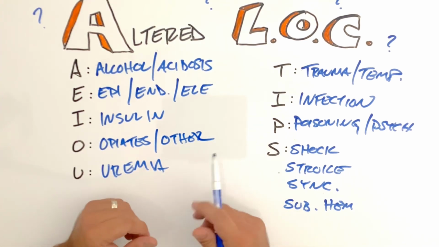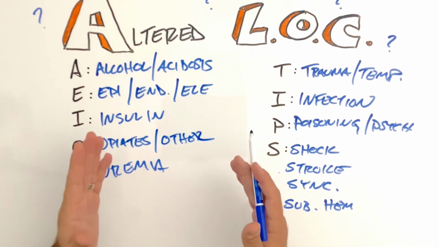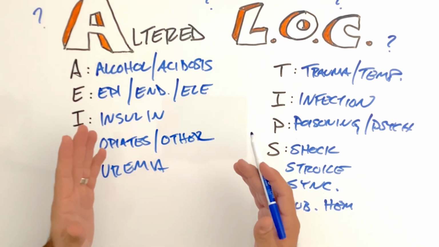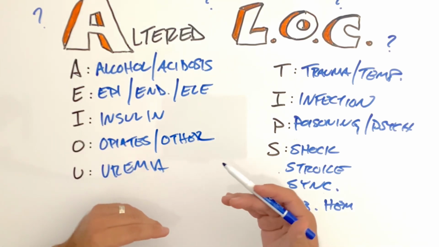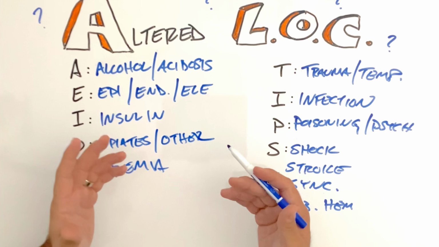And then finally, shock. There's a bunch of different kinds of shock. We want to be able to identify what kind of shock it is and how best to treat it. Maybe it's fluids, or maybe it's blood products, or maybe it's a pressor agent, any of those things.